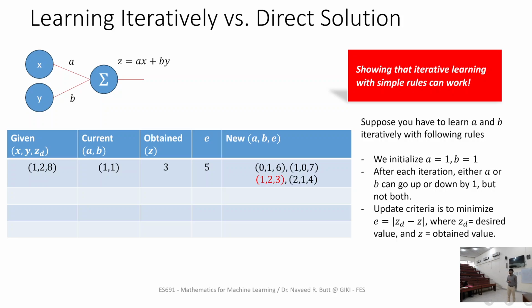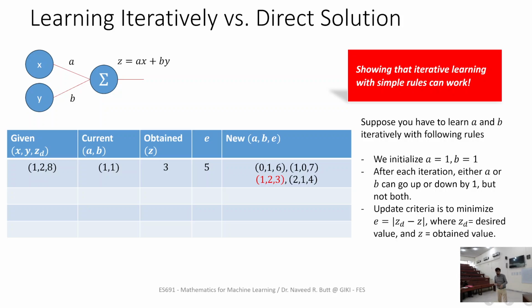You are given an input-output pair, or triplet in this case. What am I saying? When the input was 1 and 2, that is x was 1 and y was 2, the output was 8. We are going to call the output here zd, meaning desired z. So we want to adjust the values of these so that we get close to the desired. But remember, we do not want to apply difficult calculus or algebra. We want to keep the rules simple, because in real data, if the rules are not simple, the computations will become impossible.